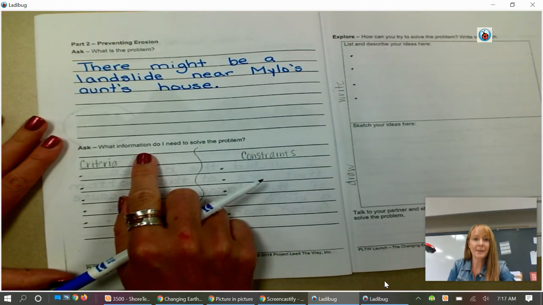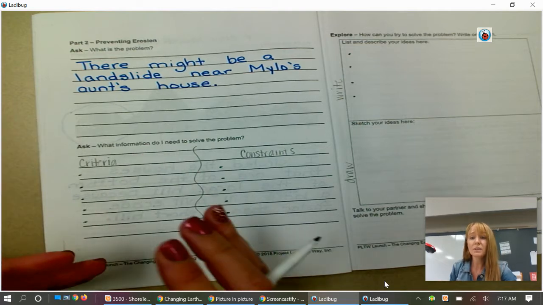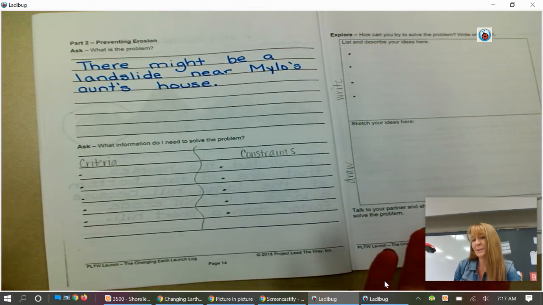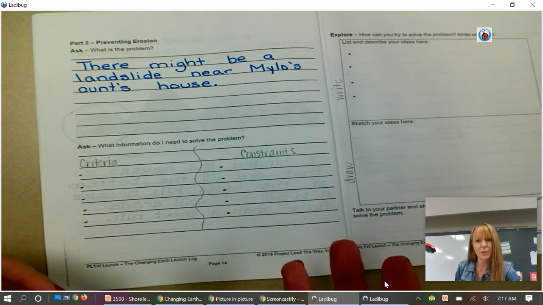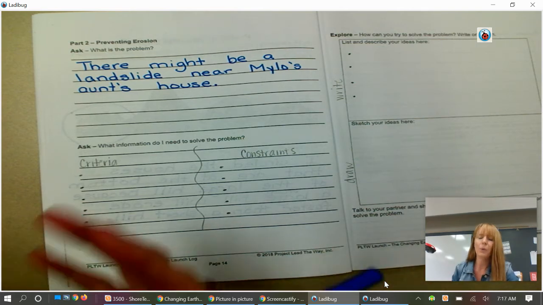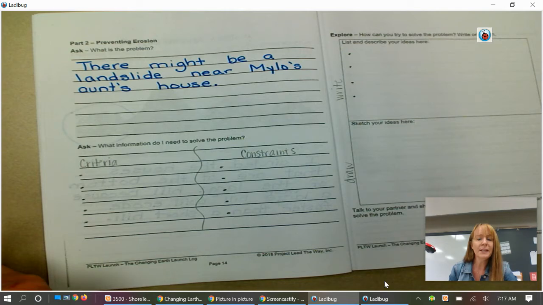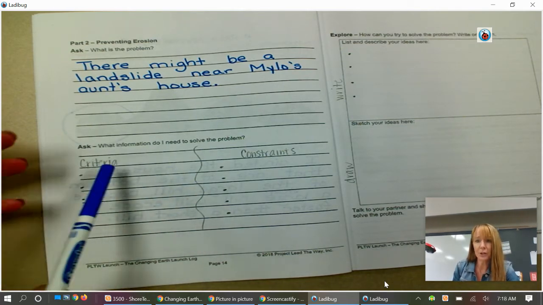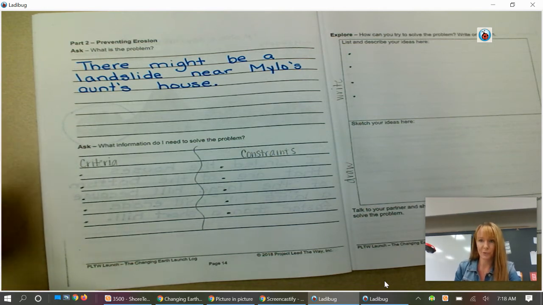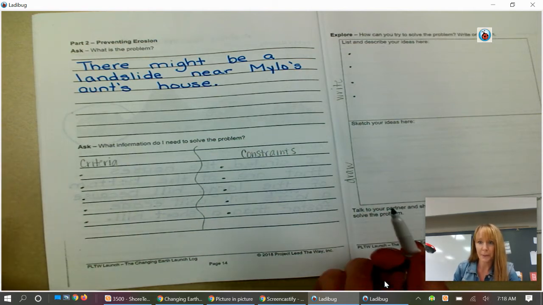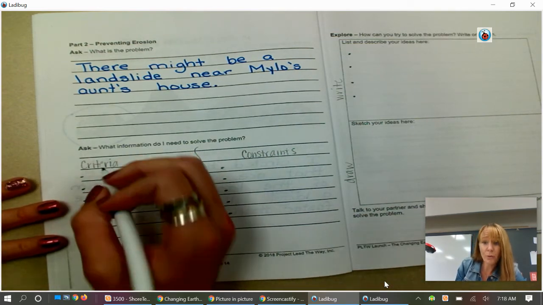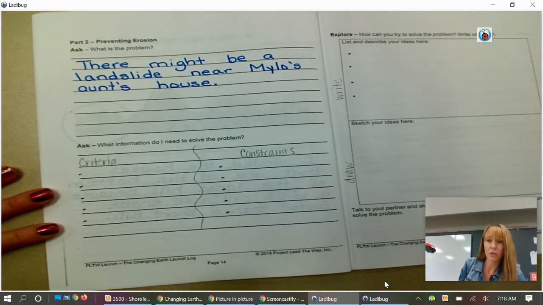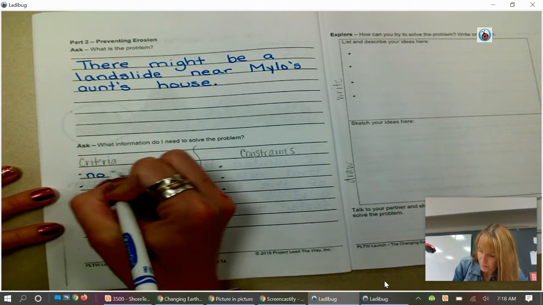So, what information do I need to solve the problem? Luckily for you, you just did that erosion experiment, so you know what it's going to look like, don't you? You have some ideas in your head about what it's going to look like. What do we need to solve the problem? Well, criteria. That means, how do I know that my solution was successful? The criteria would be that there's not a great big landslide when you redo that experiment, right? So no landslide or very little loss of land, right? We're going to write that.